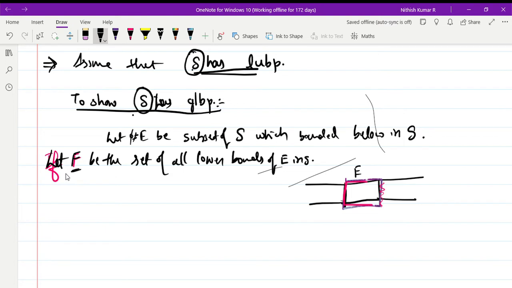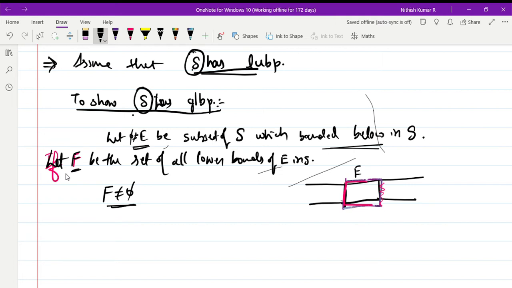Which is bounded below. Therefore my F is clearly not equal to empty, because suppose F is empty, it means my E has no lower bound, but that is not possible because we assumed that E is a subset of S which is bounded below, so E has lower bounds. Therefore my F set is not equal to empty.